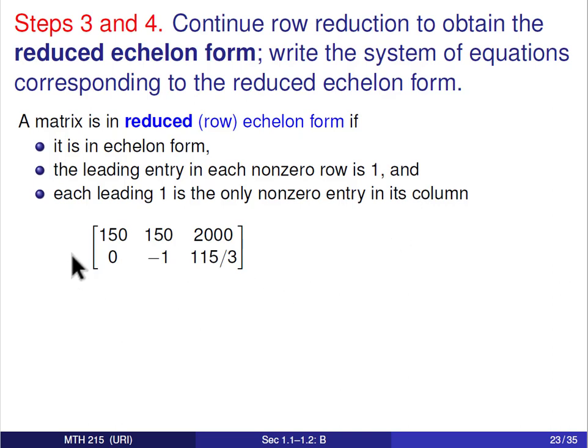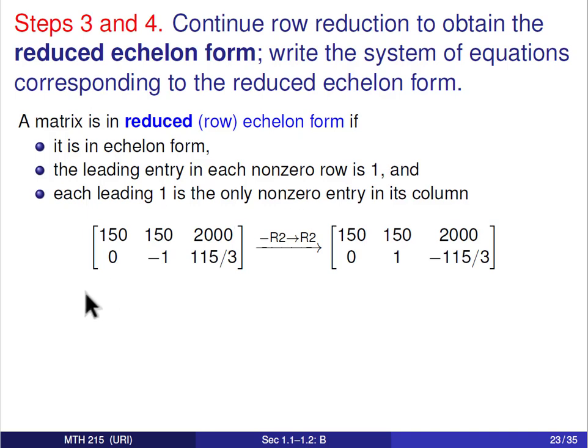Okay, so let's take a look here. Our matrix that we had written already was in echelon form. Is it in reduced echelon form? And the answer is unfortunately not. We need the leading entry in each non-zero row to be 1. So in this first row, we need the leading entry to be 1, and it's not 1, it's 150. And in the second row, this leading entry is -1, it's not 1. We need to make sure that those leading entries are 1.